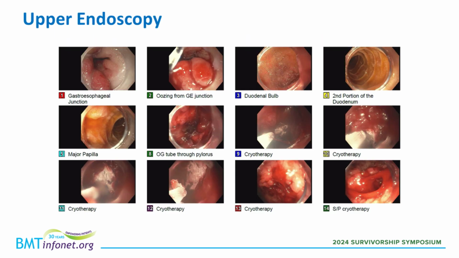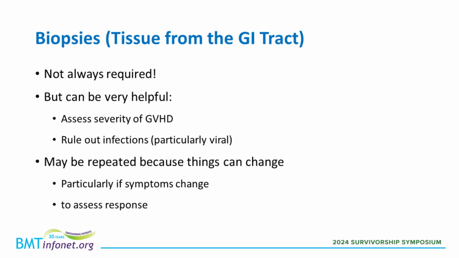Next slide. These are example images of an upper endoscopy or EGD, as I mentioned, from a patient with liver GVHD. You can see the images are taken with the forceps or cryotherapy tools that the GI doctor uses to take biopsies or to treat certain areas. In this case, it was used to stop bleeding. Next slide.